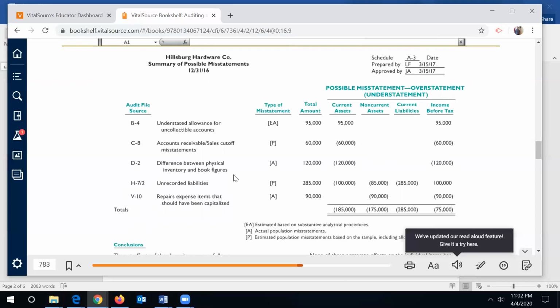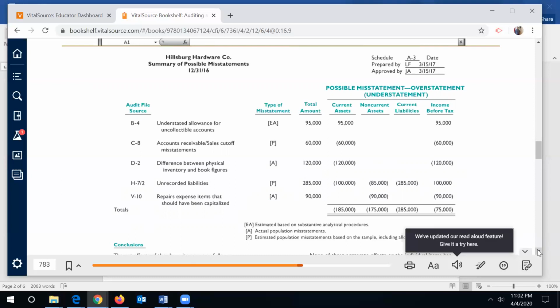Then the account inventory, there was a difference between the physical inventory and book values of $120,000. They found some unrecorded liabilities. I'm sure that kind of made the auditor nervous, but total amount of $285,000. And then some repair expense items that should have been capitalized. Well, those are things such as a new engine in a vehicle, a capital repair, but instead, this company charged that off to repair expense. They should have capitalized that as an asset, $90,000.